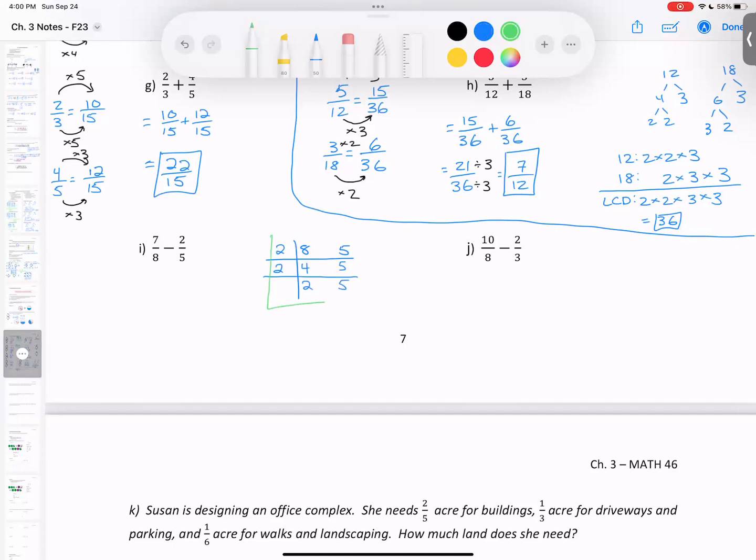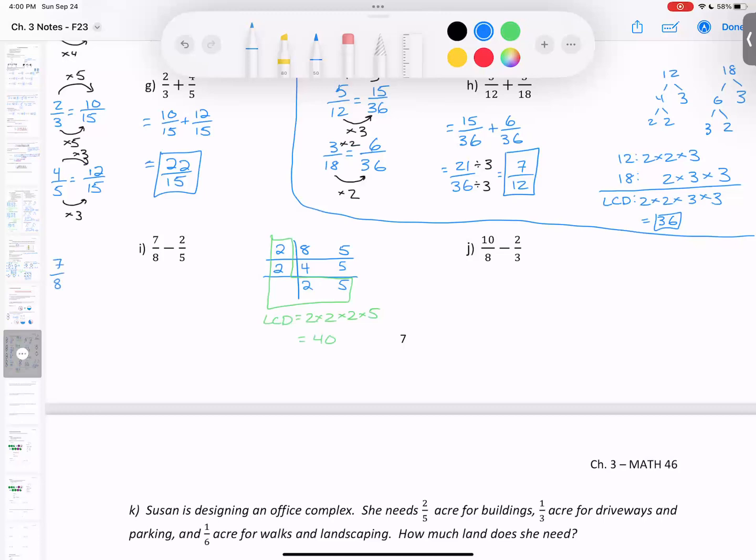For my LCD then, I'm going to draw myself the L. And it's going to be the product of those numbers. So 2 times 2 times 2 times 5, which is 40. So now I want to do my equivalent fractions. So I guess that was step 1 for those of you who like steps, find the LCD. Step 2, find our equivalent fractions.